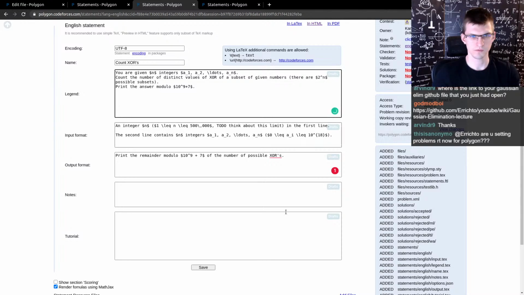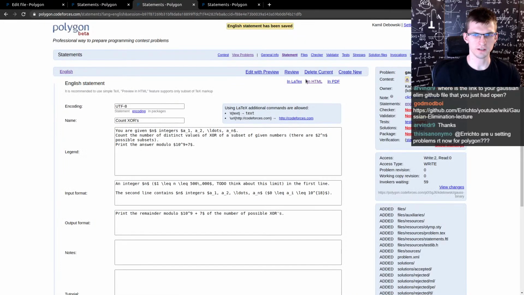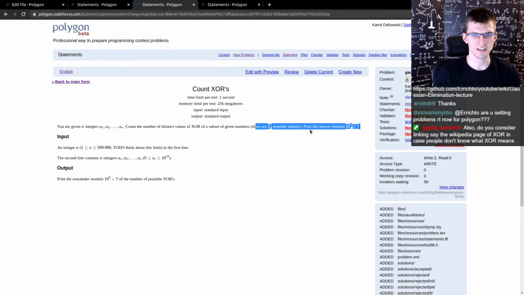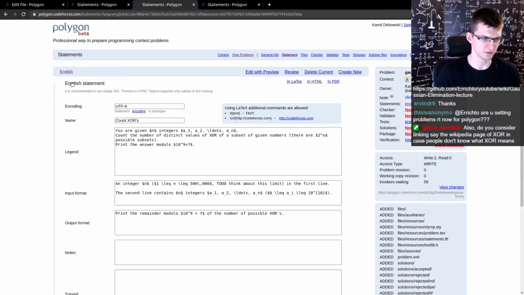I like to clarify stuff like this just to help people avoid mistakes, like somebody will think that we just need to take an interval. When you say that there are 2 to the n possible subsets, you make sure that they understand. And it doesn't hurt too much to say that. It's not a lot of words. Remainder modulo billion seven of the number of possible XORs. I think this is good enough.